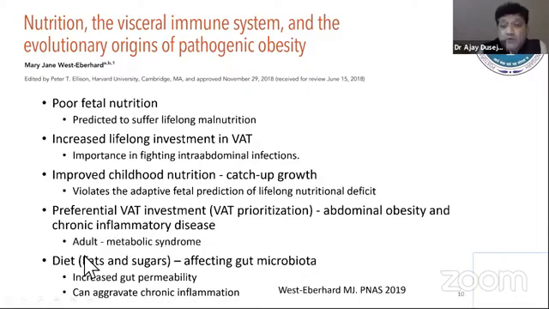But overnutrition with fat and sugars, as we know today, affects our gut microbiota, and the changes which happen in the gut microbiota tend to increase gut permeability and cause the gut to become more leaky, with more endotoxemia. That can aggravate the ongoing inflammation in the visceral adipose tissue and sets the stage for chronic inflammation, insulin resistance and various other complications.